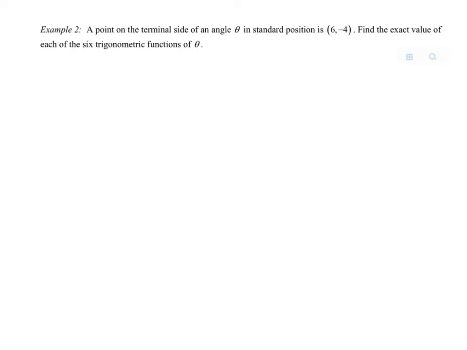Okay, example 2 is very similar. This time we have (6, -4), and so if I draw a picture here, (6, -4) is going to be the point right here in the 4th quadrant, and so that means that this distance right here is going to be -4, and this distance is going to be +6, and then I'm going to draw a line that goes back to the origin and put my theta right there. Okay, and I'm going to call my hypotenuse r, and then I'm going to find what r is.